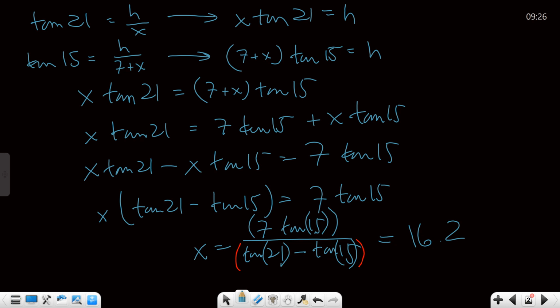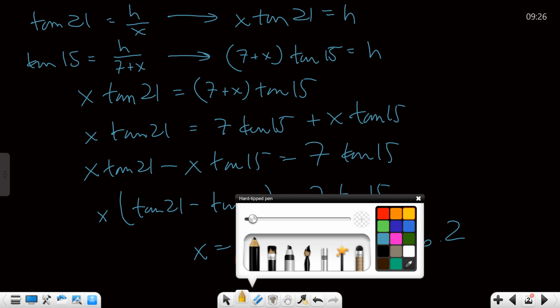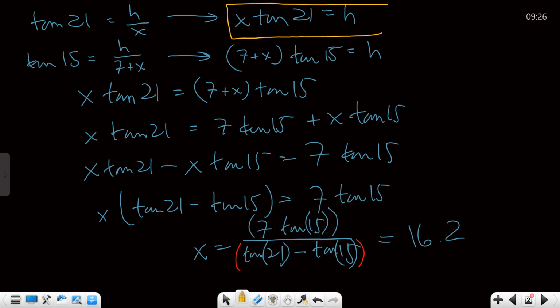So, how do we find the height? I can do it a couple different ways. The easiest way, in my humble opinion, is to come back up here and use that puppy. Since you have the value of X stored in your calculator, you literally have to just type in X times the tangent of 21, and we get that H is equal to 6.2 what? Kilometers.